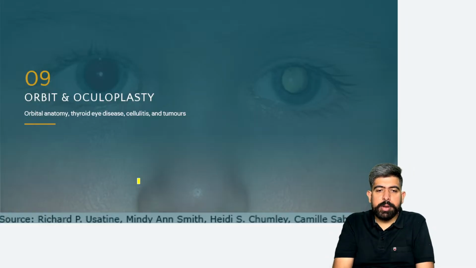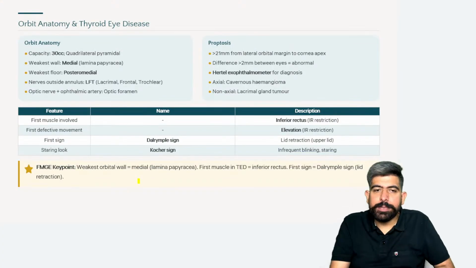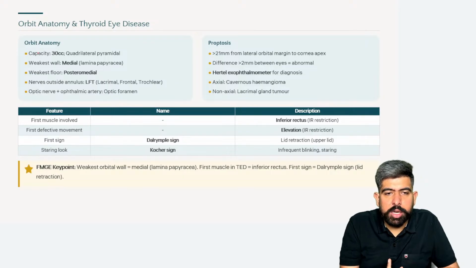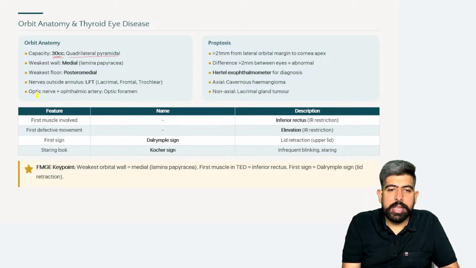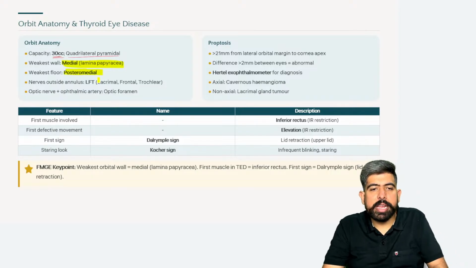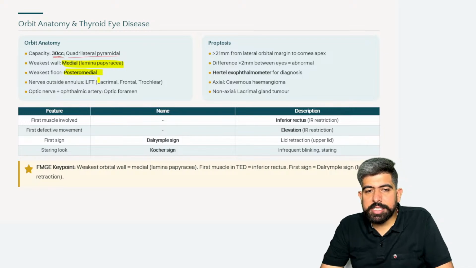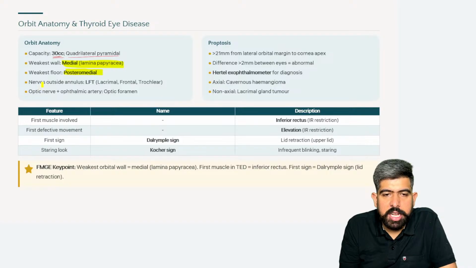Now, talking about the next, which is orbit and oculoplasty. Let's talk about the orbit anatomy. As we already talked about it, the capacity is 30 cc, and it is of quadrilateral pyramidal shape. Now the important points: the weakest wall is the medial wall, and the weakest is also the floor, posteromedially.